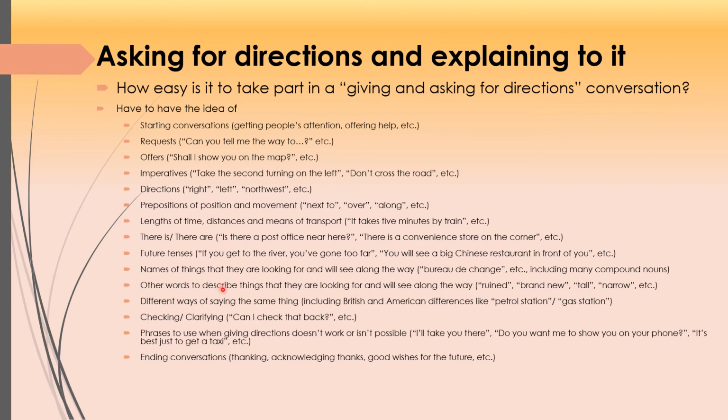So other words to describe things that they are looking for and will see along the way. So yes, definitely the choice of words, that means proper vocabulary, will help you, like brand new, tall, narrow. So these are the things which can be easily identifiable on a road or when going to different places. Different ways of saying the same thing, including British and American differences, like petrol station, gas station. So of course you need to have these things in your mind.